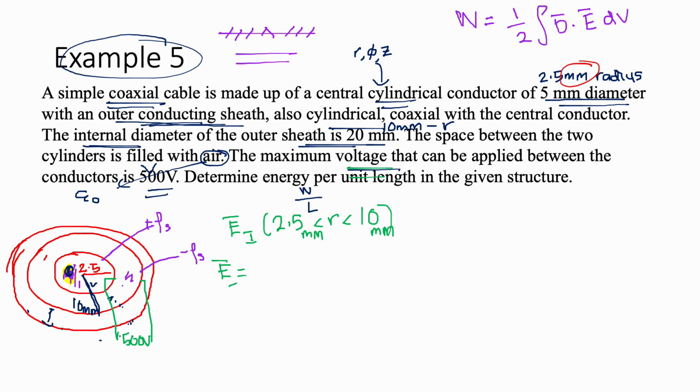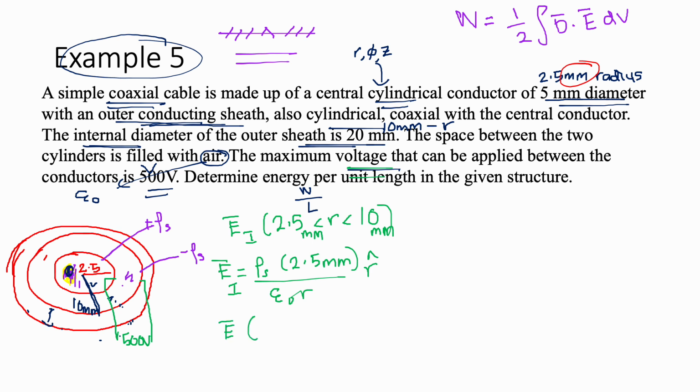Based on what we have calculated, E will become rho s times 2.5 millimeter over epsilon naught r in the r direction. So you can try to obtain this E. I will not show the calculation here because it got lengthy.